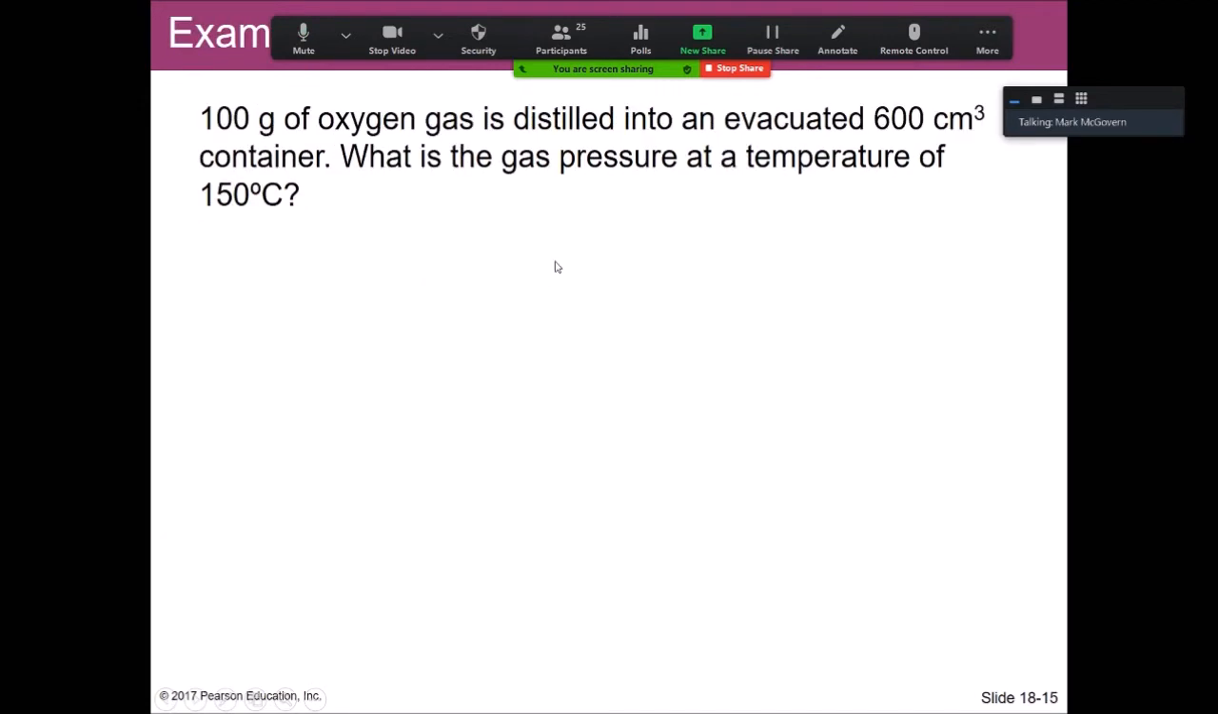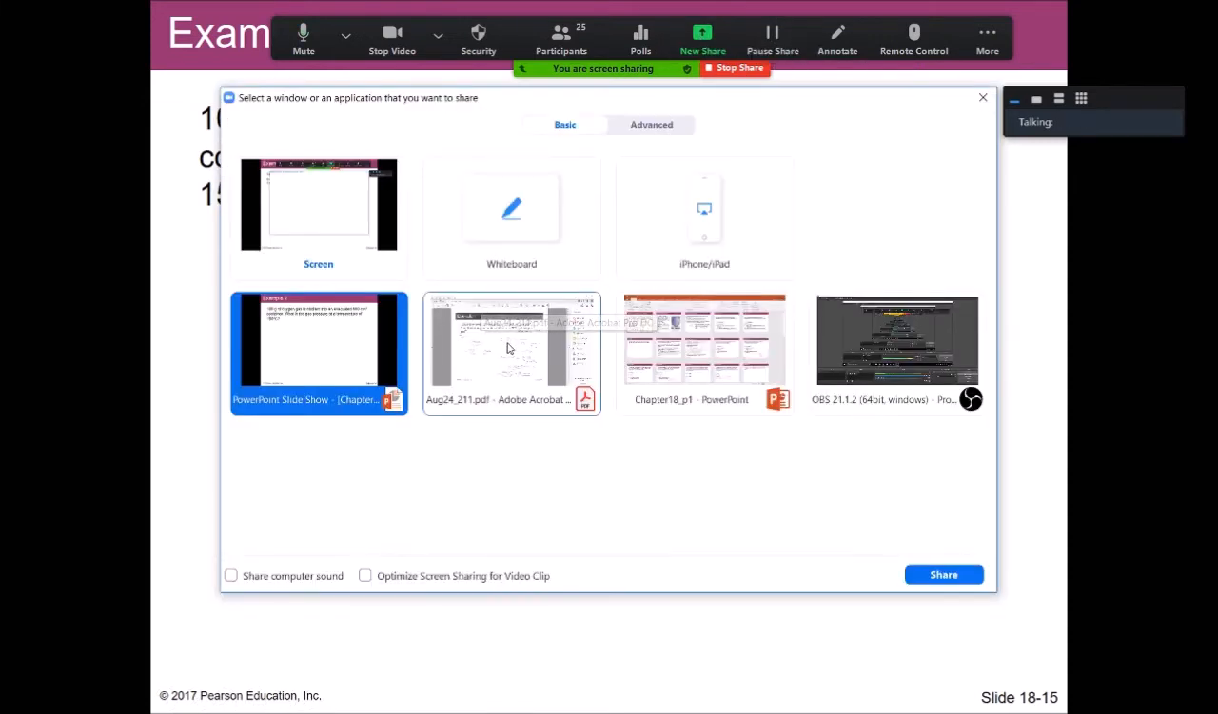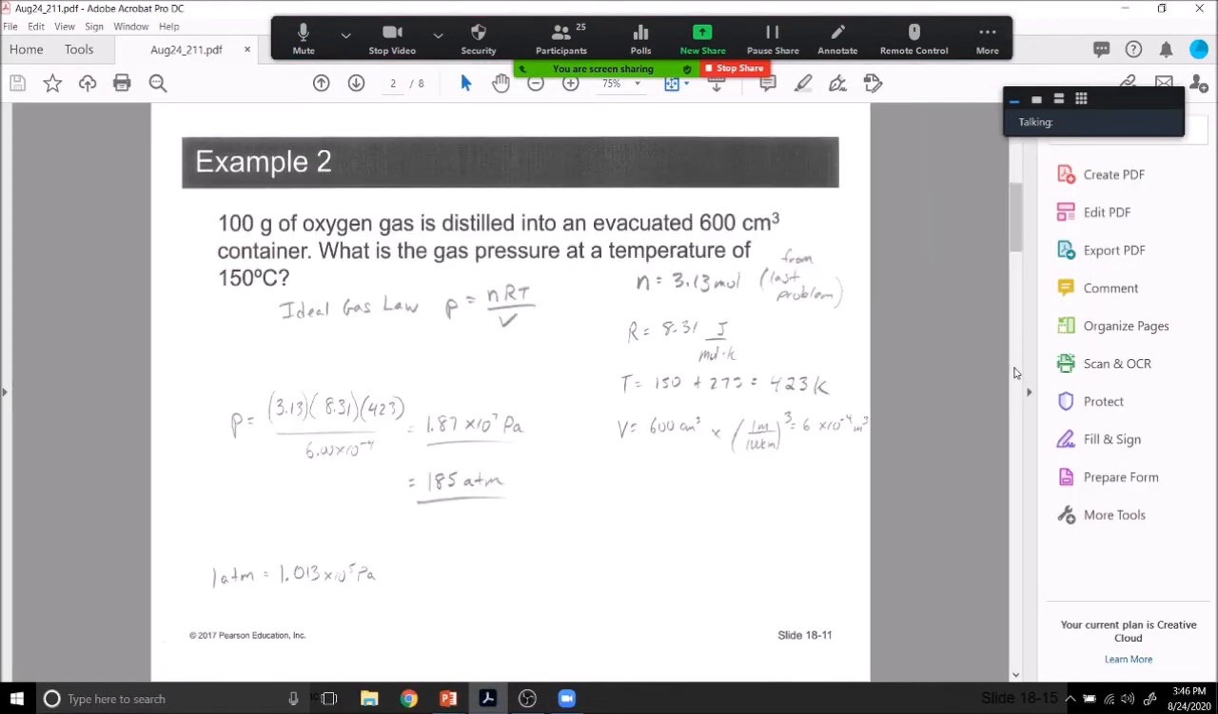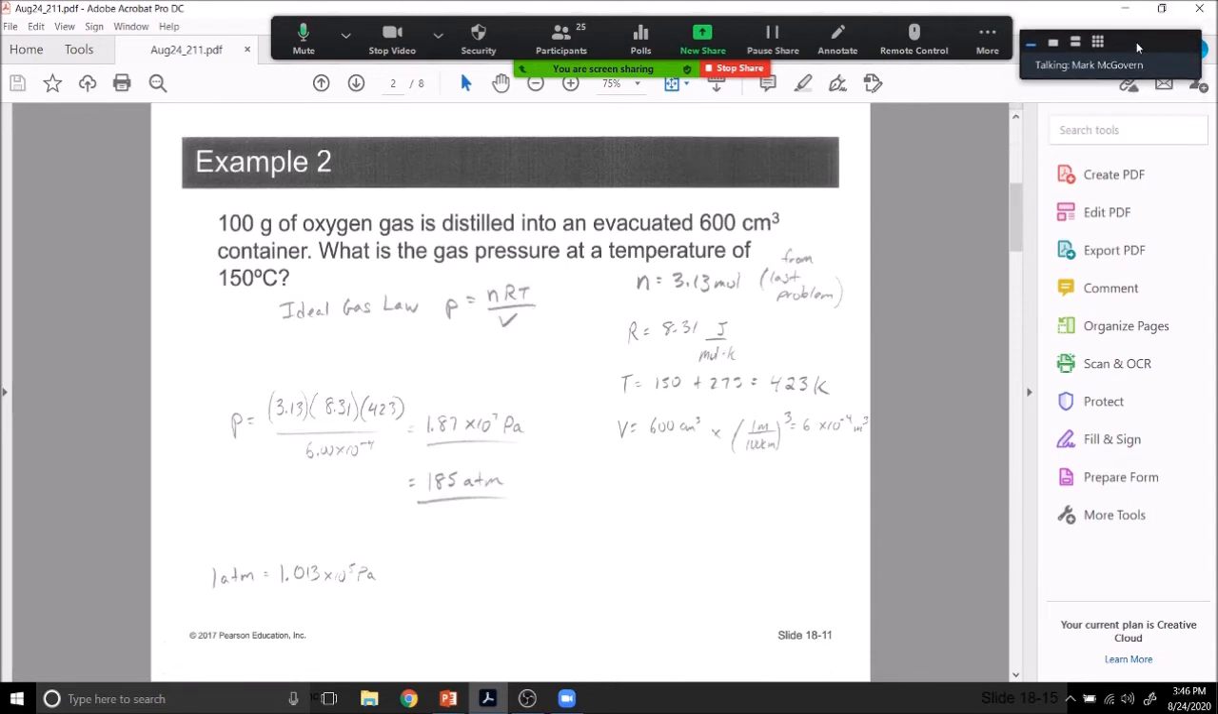Fantastic. Let's do some problems. We got 100 grams of oxygen gas. I chose that because guess what? We already know how many moles that is, right? 3.13.